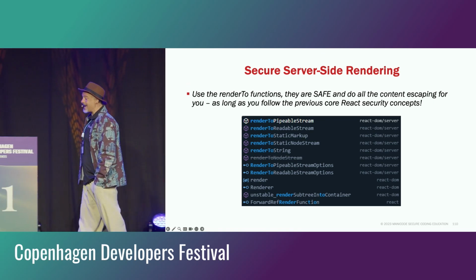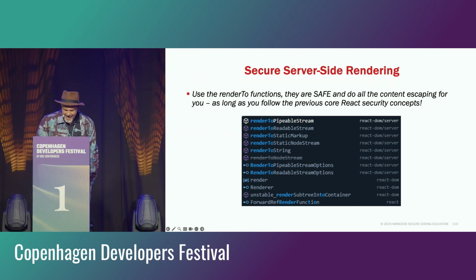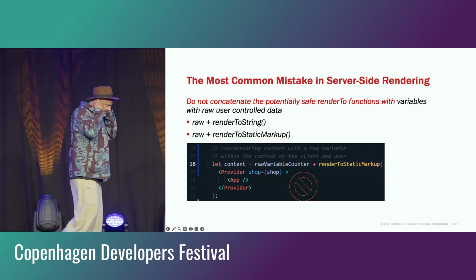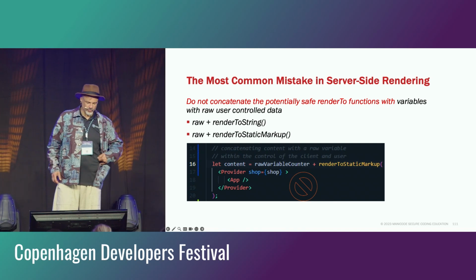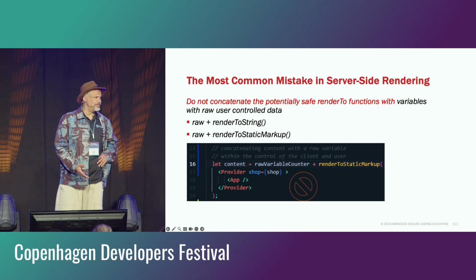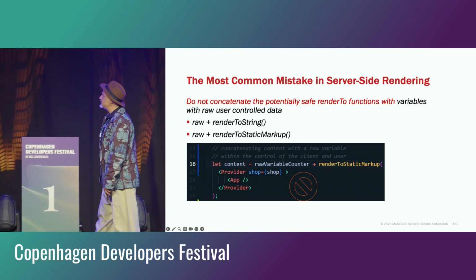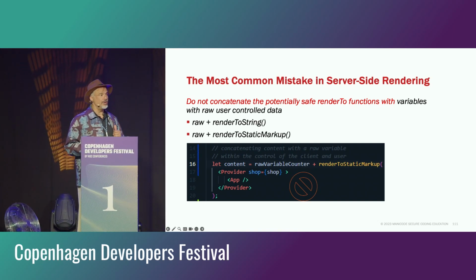This is an interesting pattern. I've been playing with it lately. I like it. But the issue is you can't mix the render-to functions with the raw variable. That's the problem. You cannot mix the render-to functions with the raw variable, and I see this a lot. So it's actually easy to avoid this problem, but again, I see a lot of this in server-side code. The other deal is all the other security best practices that we talked about, you need to apply those when doing SSR like any other React code.